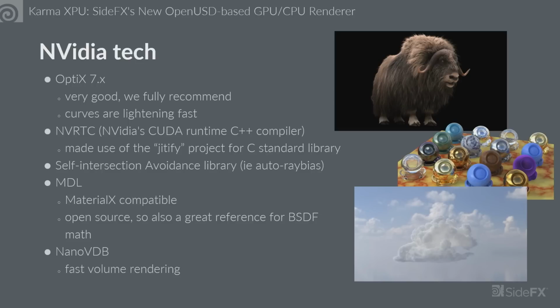A tip for anyone wanting to deploy software that uses NVRTC is to look into the Jitify project, which provides placeholders for the C standard library. We've made use of the new self-intersection avoidance library, which has been used to implement our automatic ray bias feature. NDL has also been very useful. It implements MaterialX, and it's open source, which allows for flexible use, as well as being a great reference for BSDF math. And then there's NanoVDB, which has given us very fast volumes.